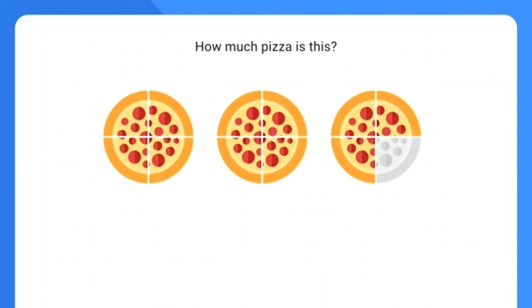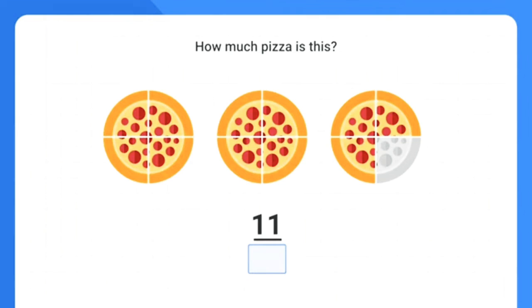We can count that we have 1, 2, 3, 4, 5, 6, 7, 8, 9, 10, 11 pieces of pizza. Like with any fraction we write, the number of pieces we have becomes the numerator. So 11 will be the numerator of our fraction. What about the denominator though?